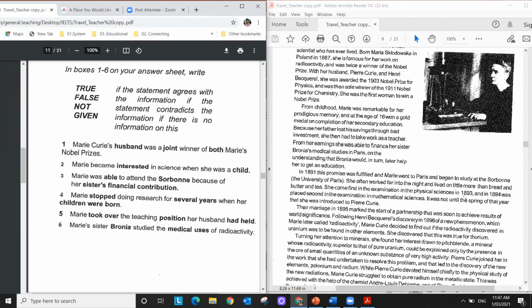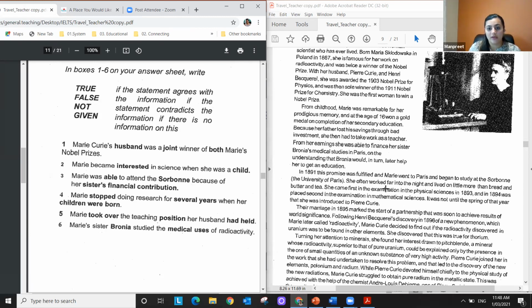It says that based on her sister's financial contribution, she was able to go to Sorbonne University. So we need to see where it is. It's in the second paragraph, last line, and third paragraph, first line. Before that, Laveen, what are the keywords? Keywords are Sorbonne, Mary, and sister's financial contribution.